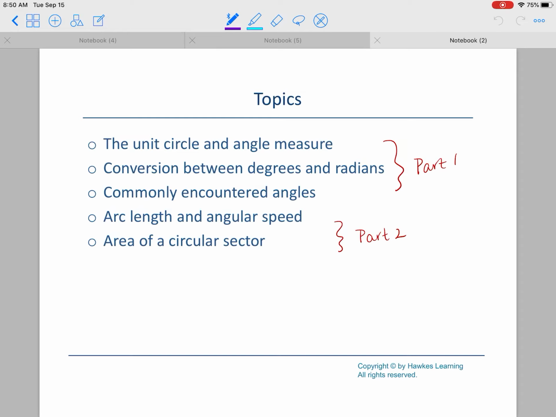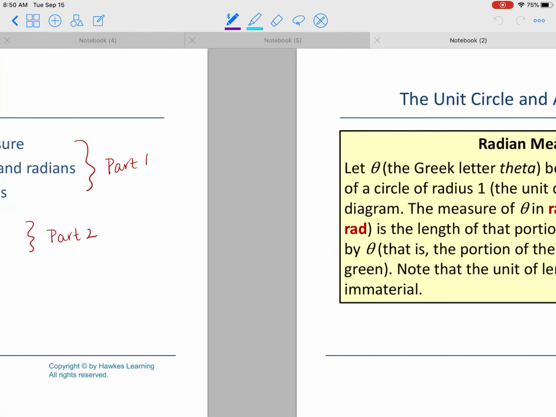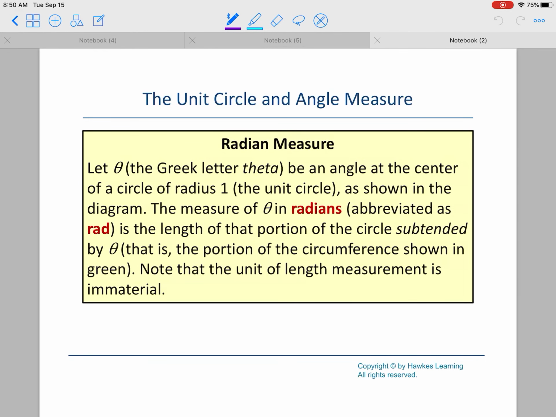So today we're going to be looking at the unit circle and angle measures, converting between degrees and radians, and then commonly encountered angles in our unit circle. So for our radian measures, we're going to let this Greek letter theta represent our unknown angles. We'll use Greek letters now that we're in pre-cal. Theta is going to be an angle at the center of a circle that has a radius of 1.